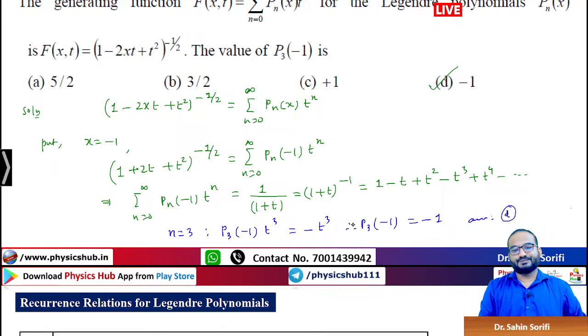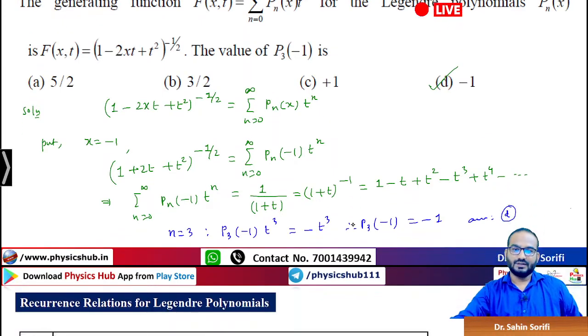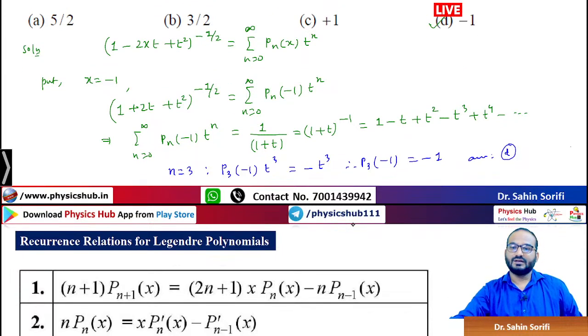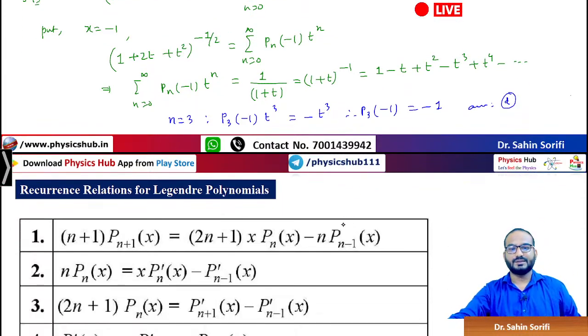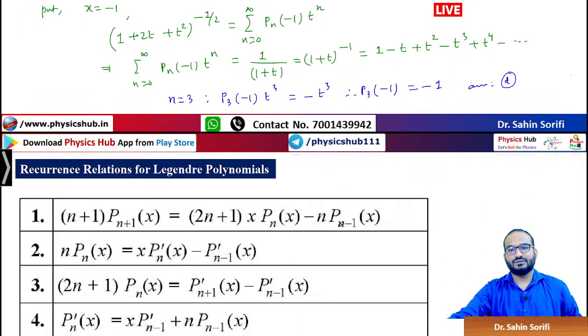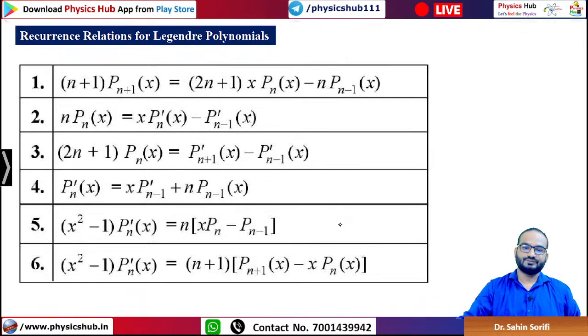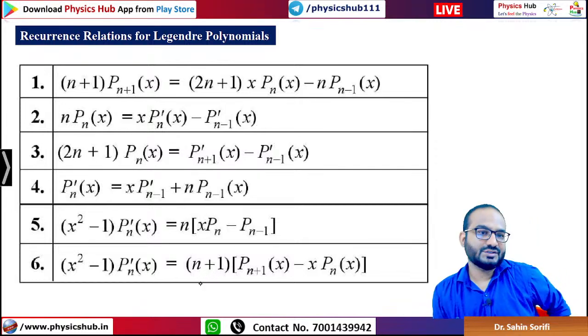Okay, now there are some relations called recurrence relations. Few recurrence relations are there. It will be very good if you can remember. Even if you don't remember, that will not create much problem, but sometimes it may create problem. So you should remember these recurrence relations. So 6 recurrence relations, just write them one by one. And these recurrence relations can be proved.